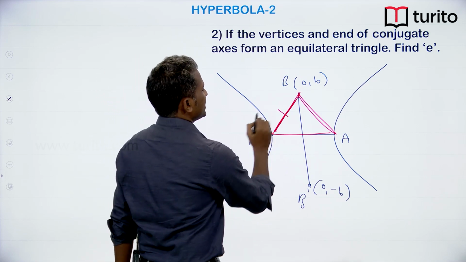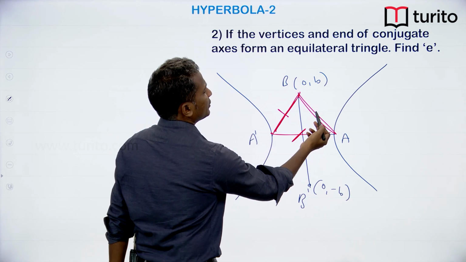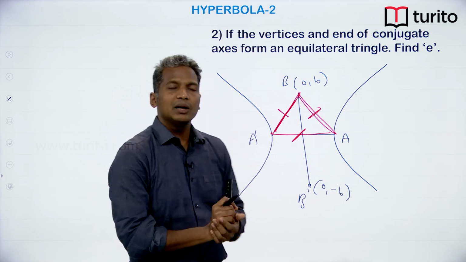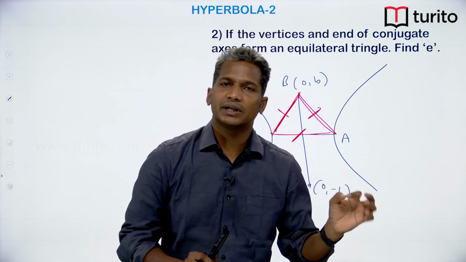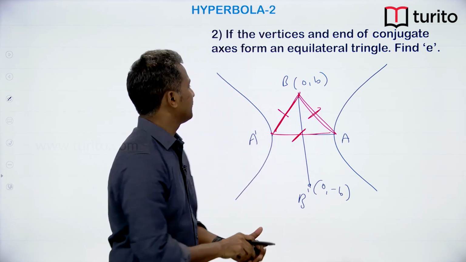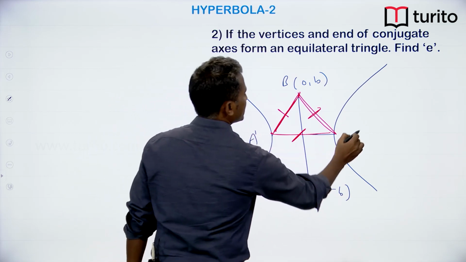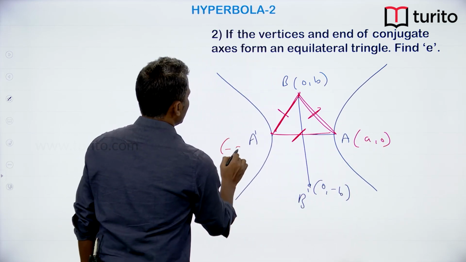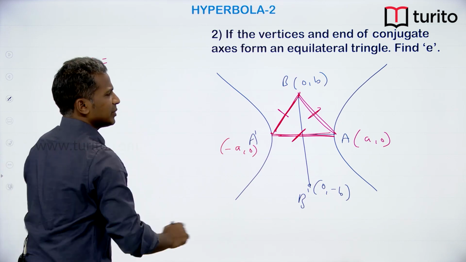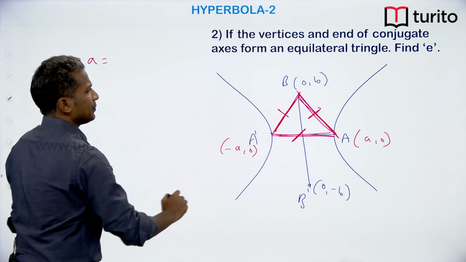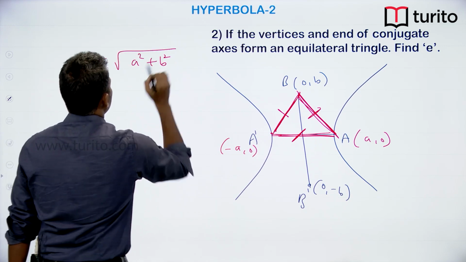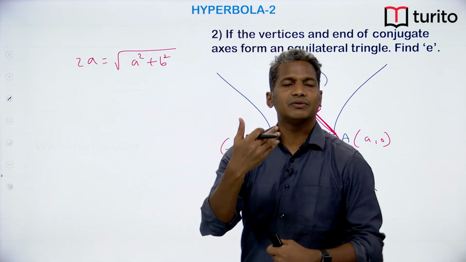So that means if I say this distance is equal to this distance, I do not have to check the other distance also, because it is already equal. So what I will do here is apply the simple rule of an equilateral triangle, that sides are equal, and from that constraint equation I will generate the value of e. How do we do that? If I take this point as (a, 0) and this point becomes (minus a, 0), what is this distance? It is 2a. So 2a must be equal to this distance. Now what is the distance between A and B? It is root of a square plus b square. Now from this relation we can crack the value of e.